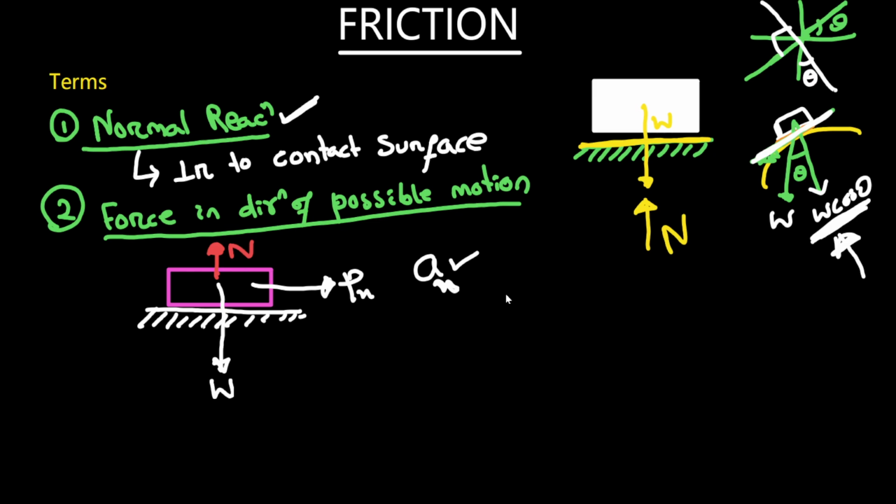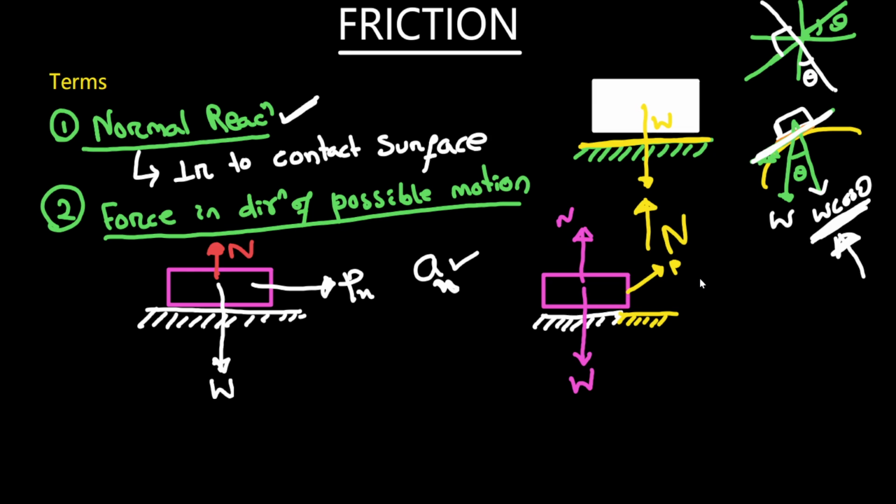Suppose I take another case. This is the ground, there is a block, no issue at all. Here is the weight, and here is the normal reaction you are getting. Suppose the force on this block is applied at a certain angle. This is the force P. Is this the force I'm talking about, the force in the direction of possible motion? No, the block will move along the ground only.